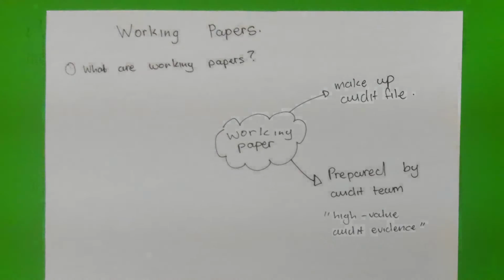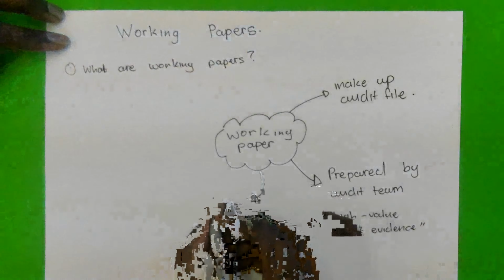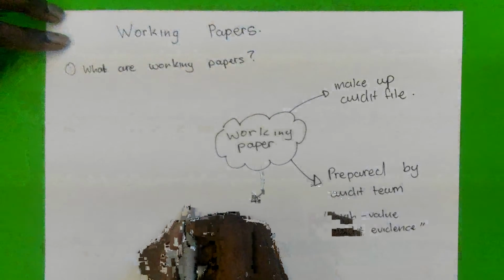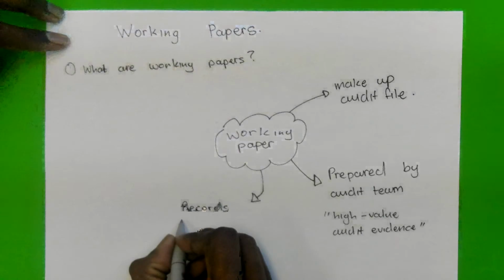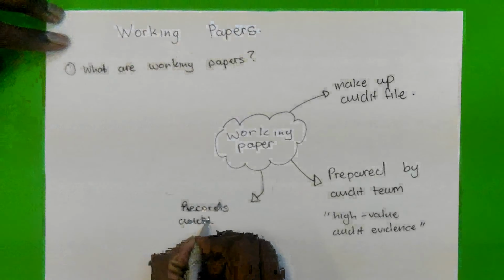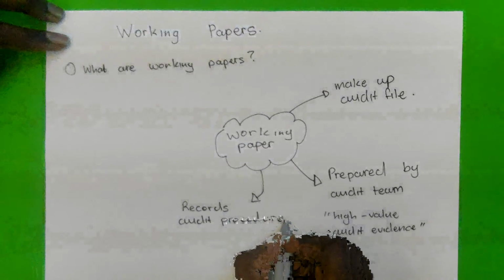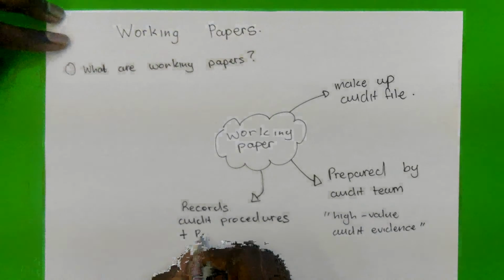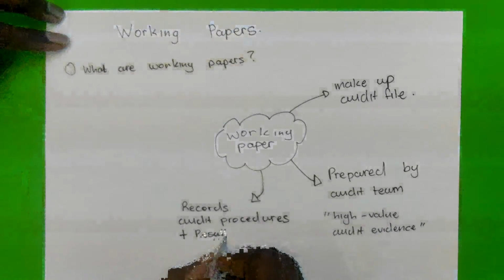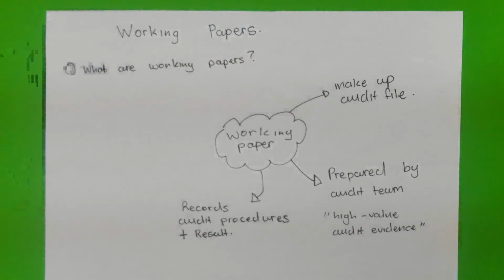The other thing that's important is all of our audit procedures take place in working papers, right? So it actually records our audit procedures as well as the results of those audit procedures, which we term evidence, right? So we call that audit evidence.